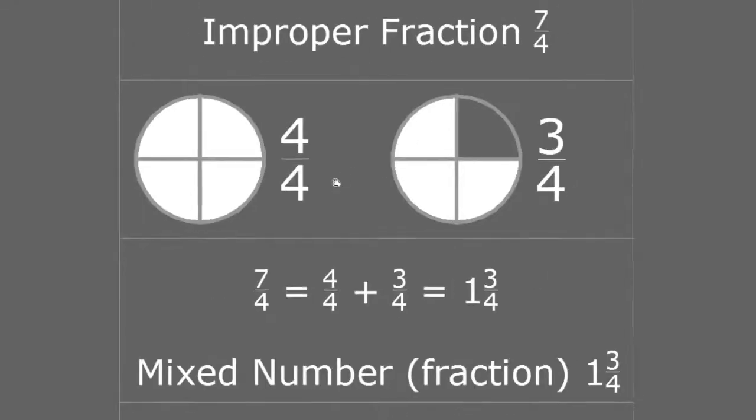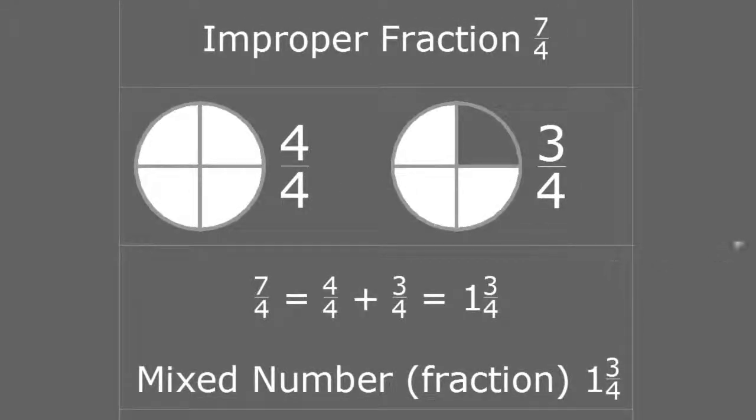And this is how you represent that. 4 out of 4 plus 3 out of 4. 7 divided by 4, or 7/4, equals, again, 4 out of 4 plus 3/4. Now 4 out of 4 is 1 complete pizza. And 4 out of 4, or any fraction that you have with the same number in the numerator and the denominator, equals 1, because it is 1 complete pizza in this case.